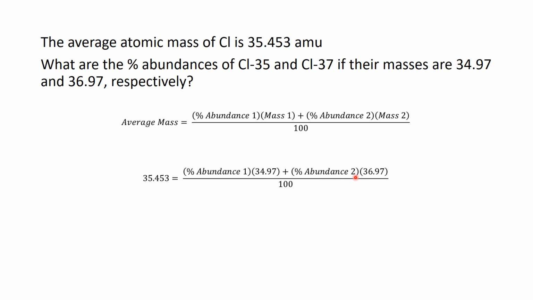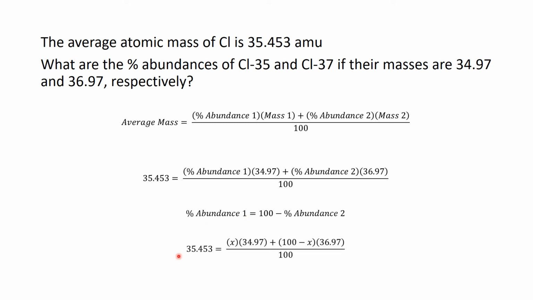So it turns out that if these are my only two isotopes of chlorine, and I know the percent abundance of 1, I can figure out the percent abundance of 2. So the percent abundance of 1 is just 100% minus the percent abundance of 2. So if I call my percent abundance of 1 X, I have 35.453 equals x times 34.97 plus, and then instead of percent abundance 2, I just have 100 minus x times 36.97, and then divide by 100%.